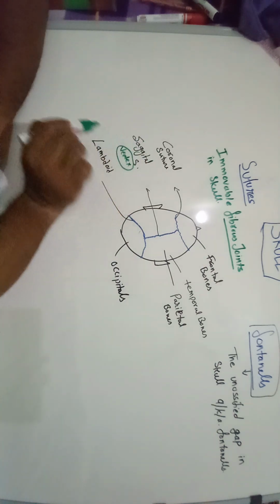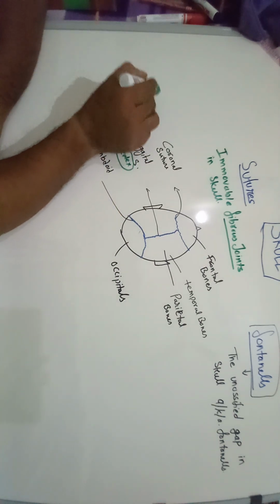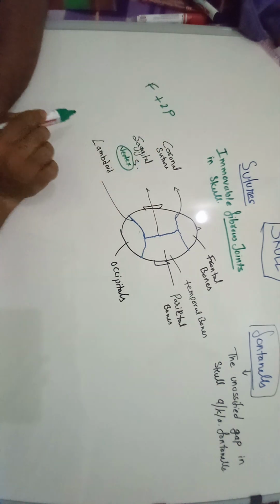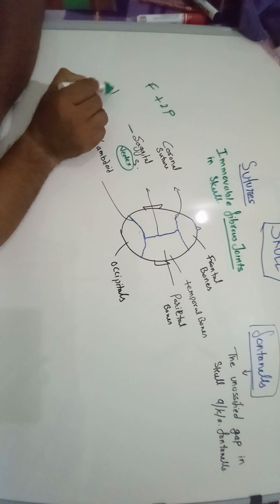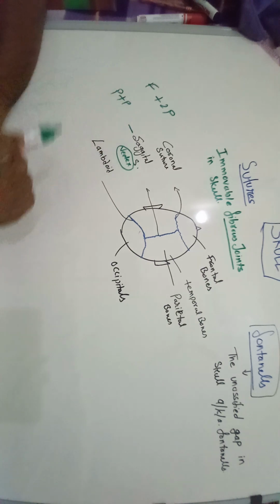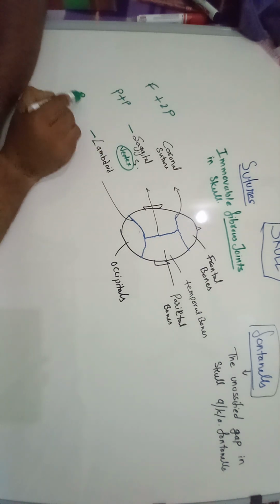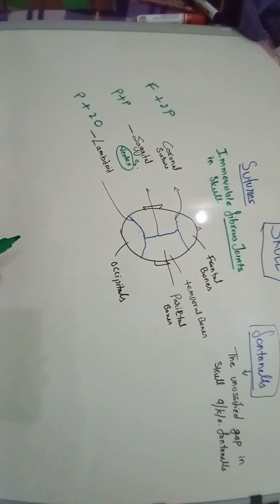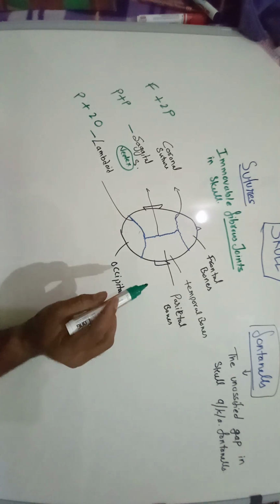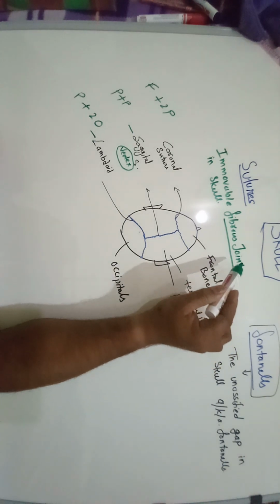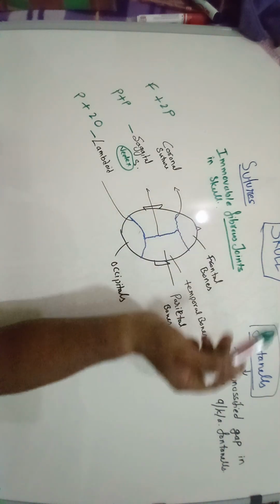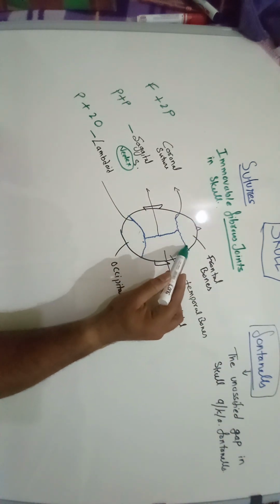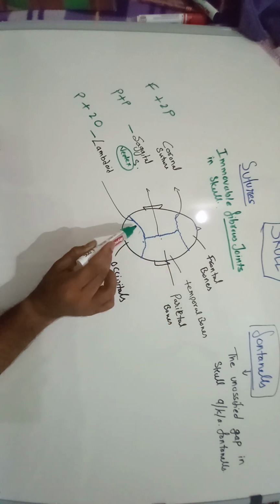And how is the coronal suture made? Frontal plus 2 parietal bones. This is coronal. Sagittal is parietal plus parietal, and lambdoid is parietal plus 2 occipital. Now you understand what a suture is. Sutures are immovable fibrous joints in the skull. 1, 2 and 3: coronal suture, sagittal suture and lambdoid suture.